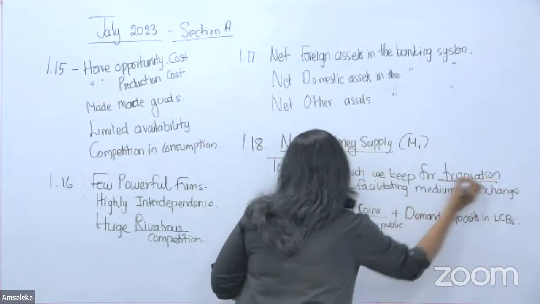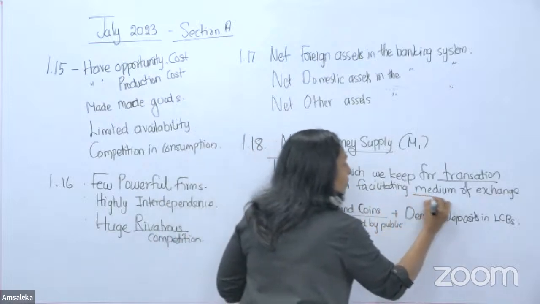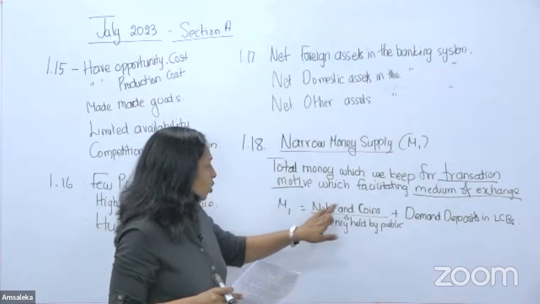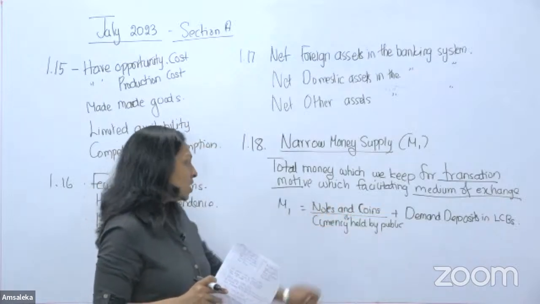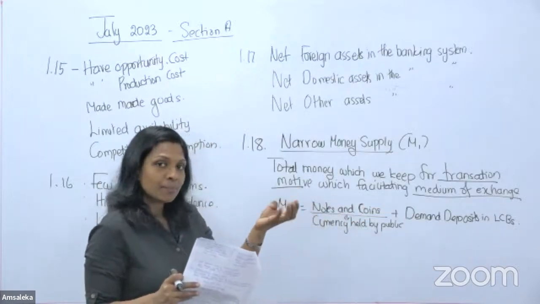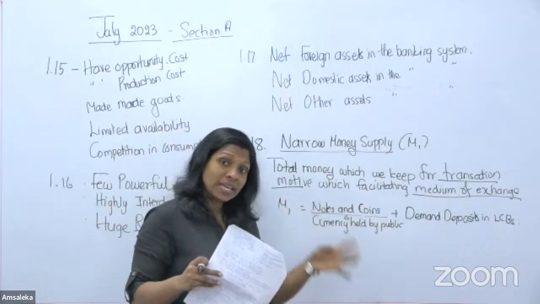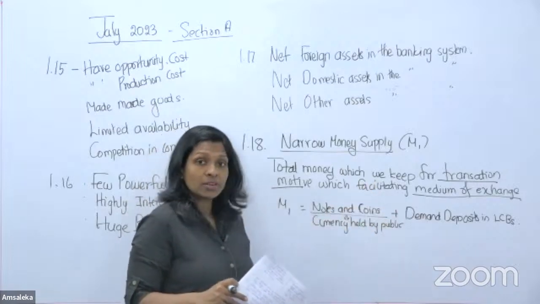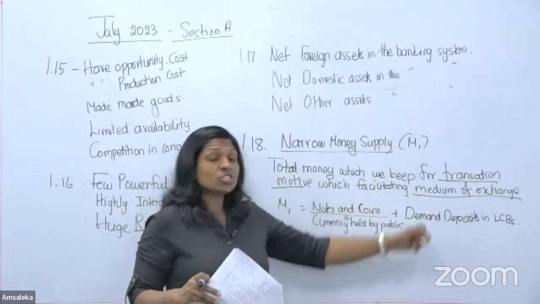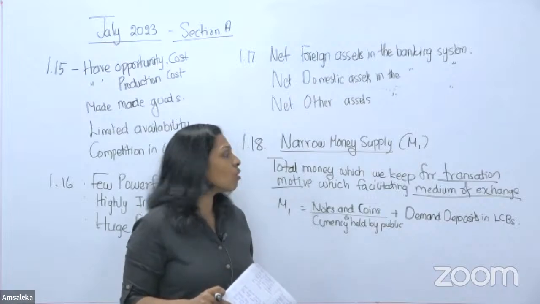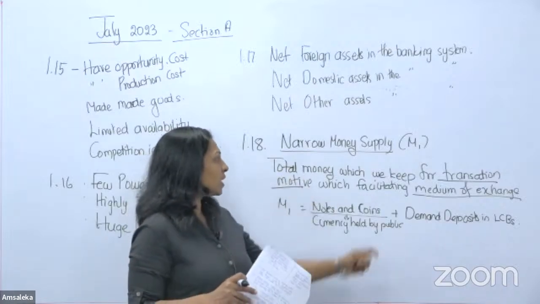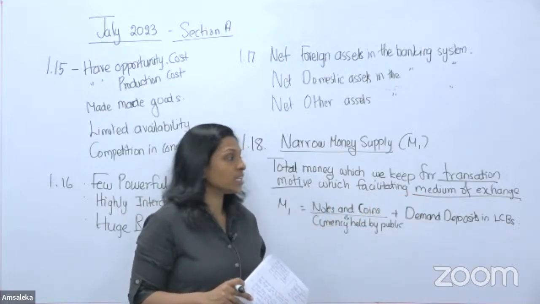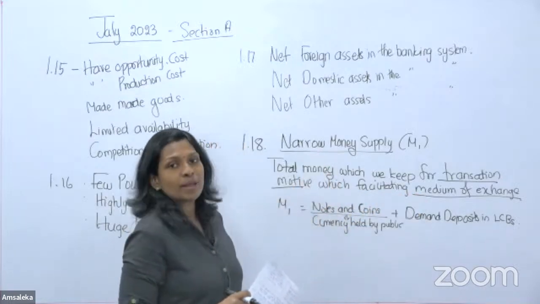So these two are good words to use. But something new I'm saying, please listen. So M1, it's about what? Notes and coins and demand deposit. Currency held by people and demand deposit, both we keep mainly for buying and selling, transaction motive. That enhances the function of money as a medium of exchange. So the total money which we keep for transaction motive facilitates the medium of exchange.